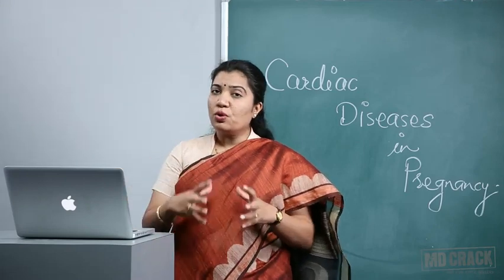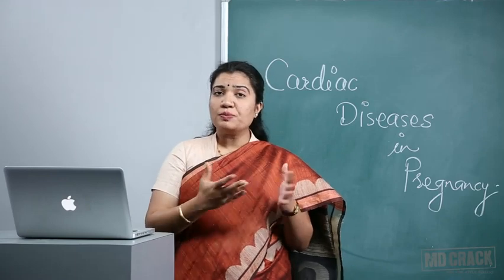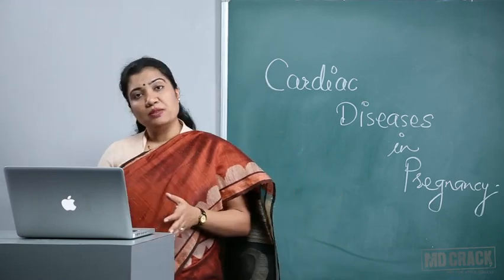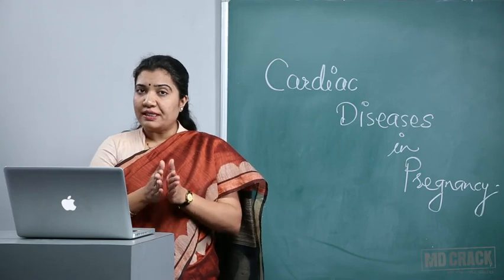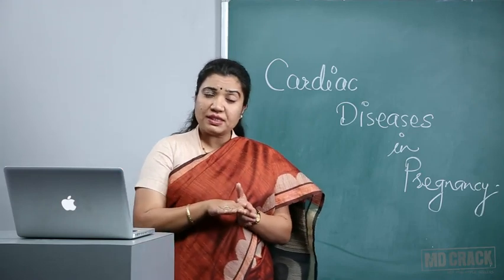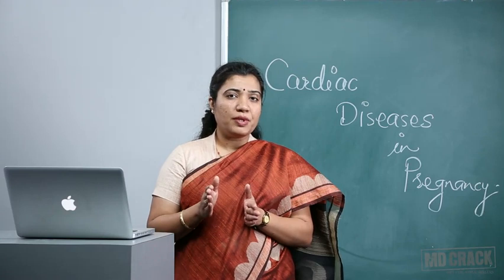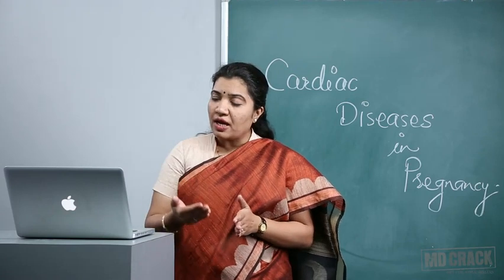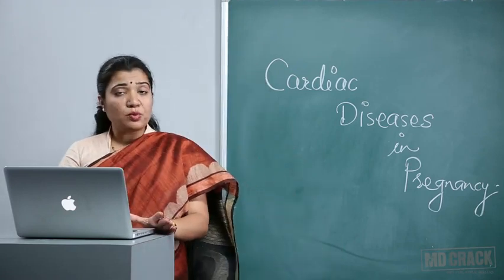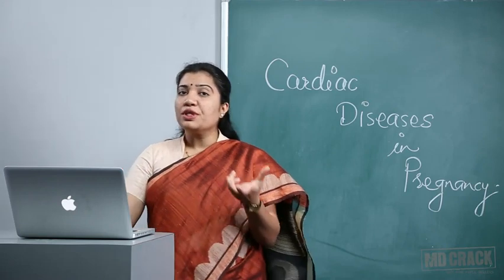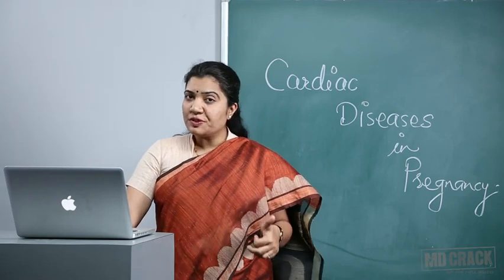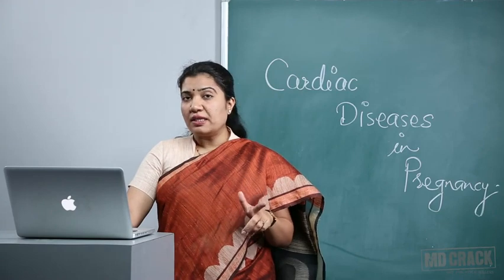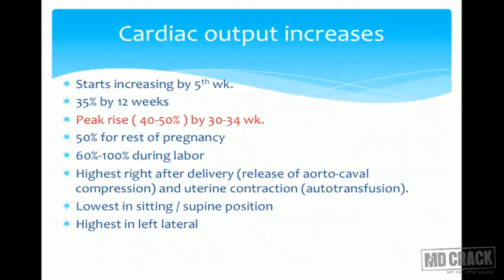Cardiac output is the product of volume and pulse rate, so both things are increased. The pulse rate is increased by 10 to 12 beats per minute in pregnancy. Because of that, cardiac output is increased and the maximum load is around 30 to 32 weeks. So this is the first place where we should consider that this heart may fail.